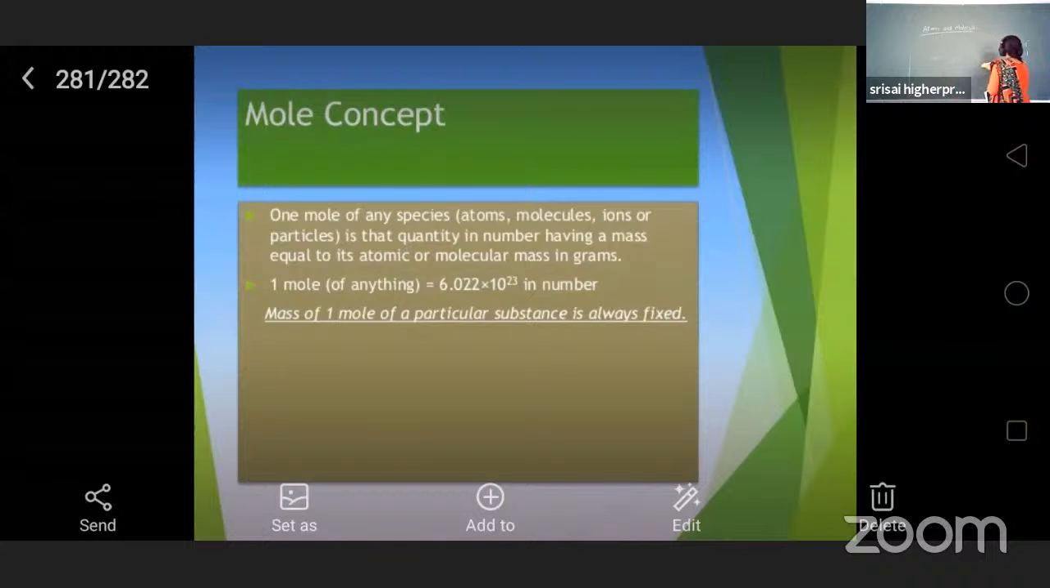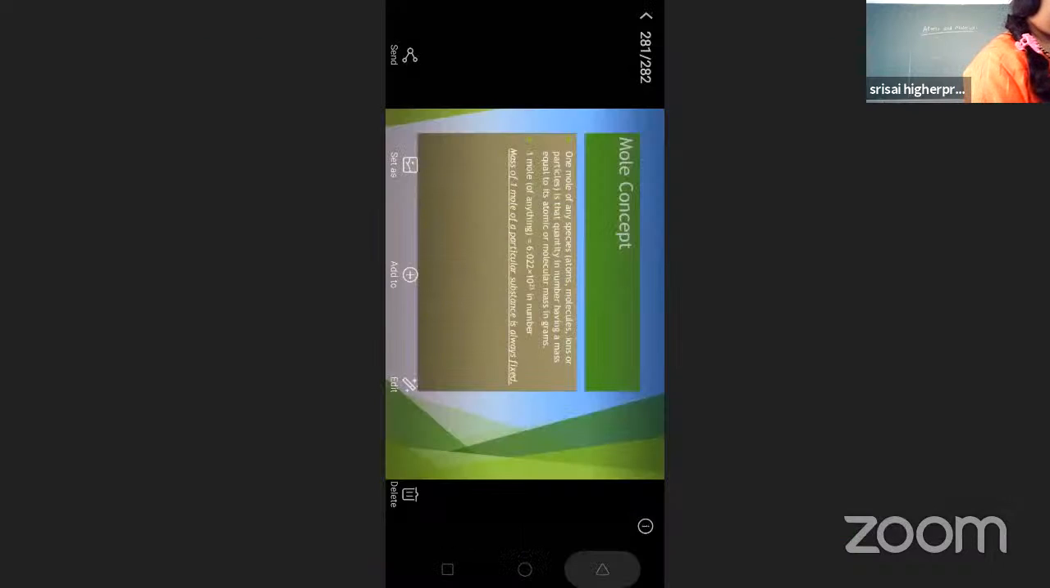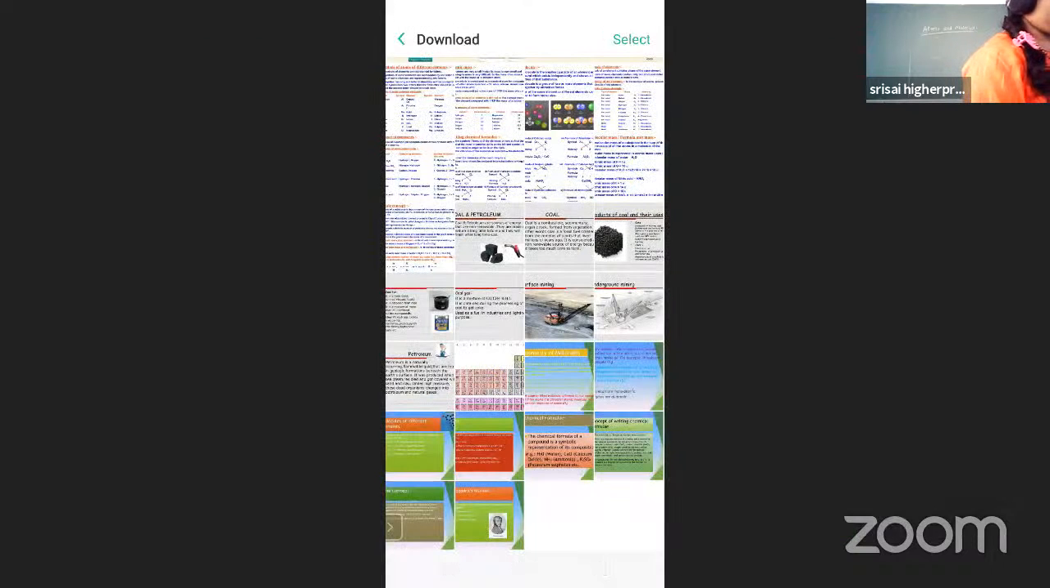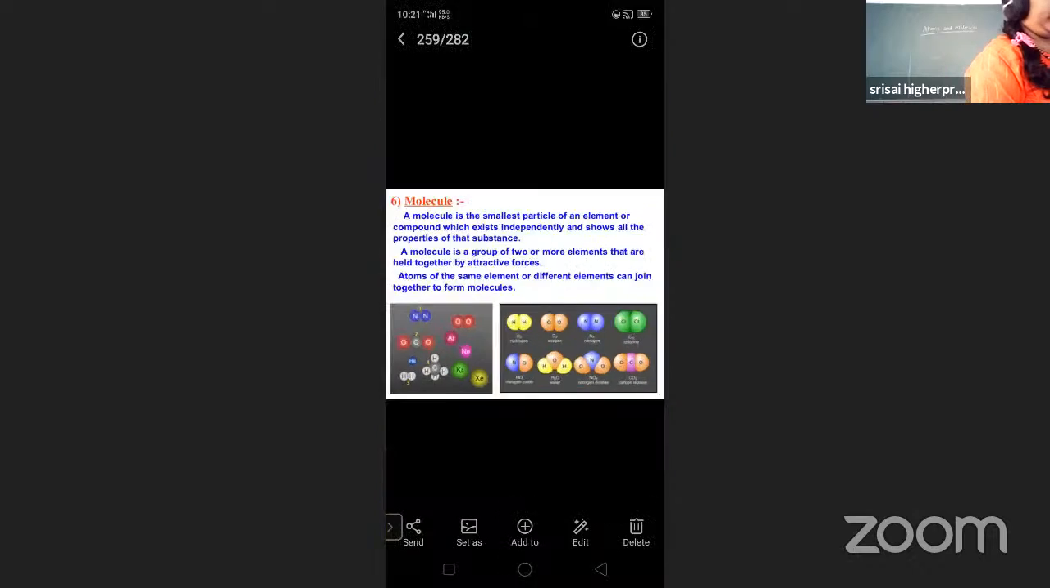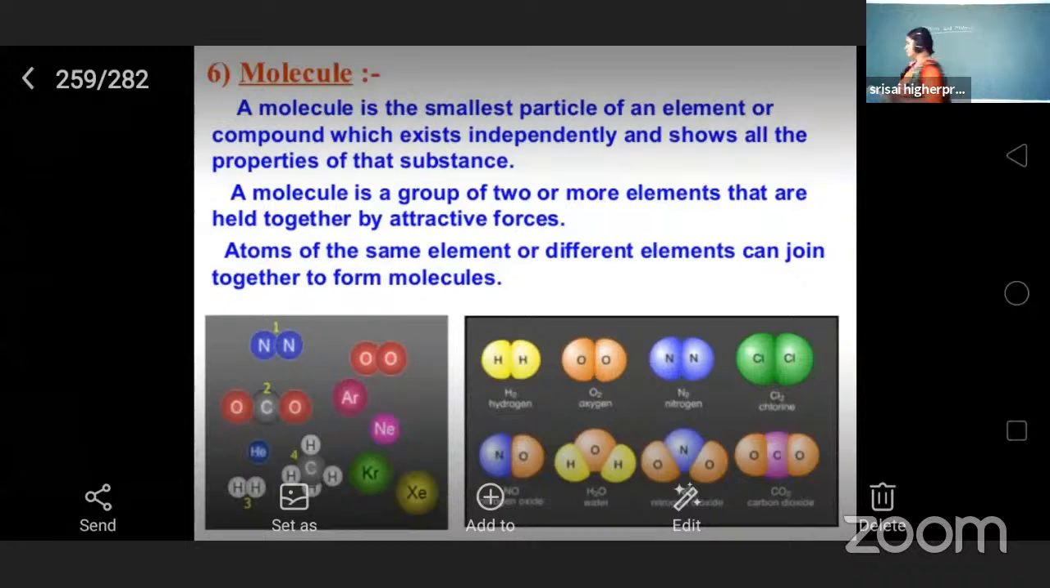So where have you stopped your class work, students? Compounds combining elements and number of atoms of each element. Okay, so we are discussing the molecules. Have you written about molecules yesterday?